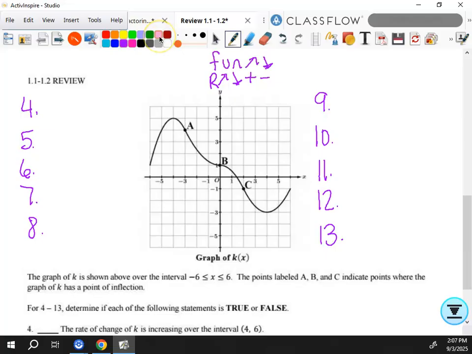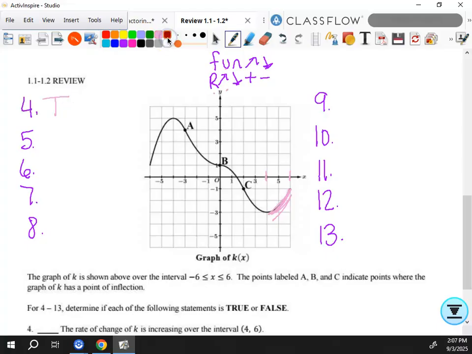All right, so that first one says the rate of change of K is increasing over the interval from 4 to 6. Okay, so this is what's happening on the interval from 4 to 6. If my rate of change is increasing, then the function has to be concave up. Is the function concave up right here? Yes, so this is true. Okay, we all good with that?